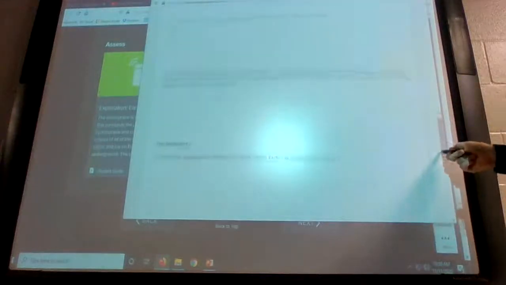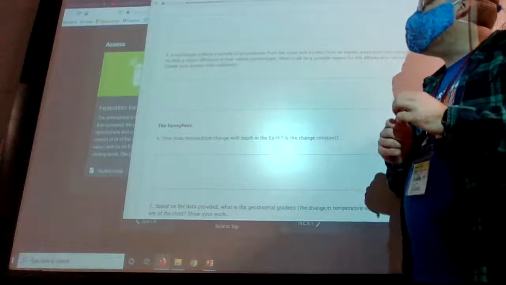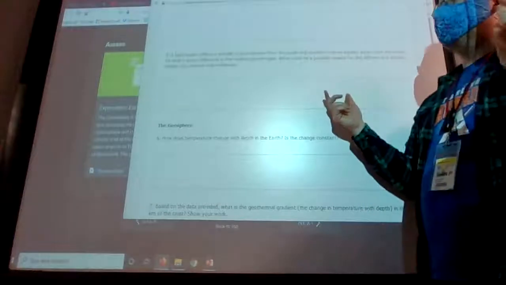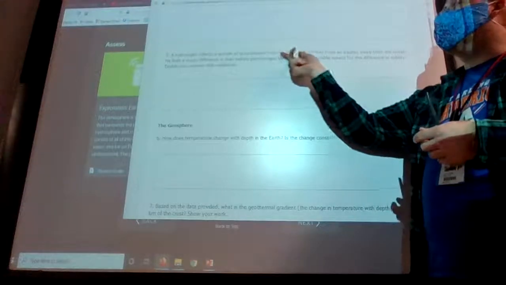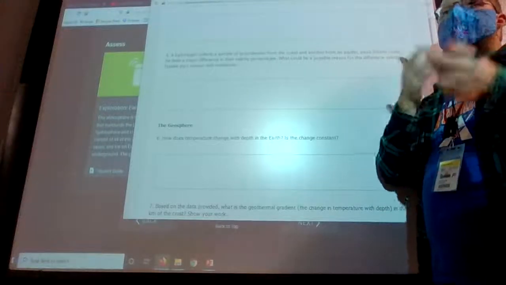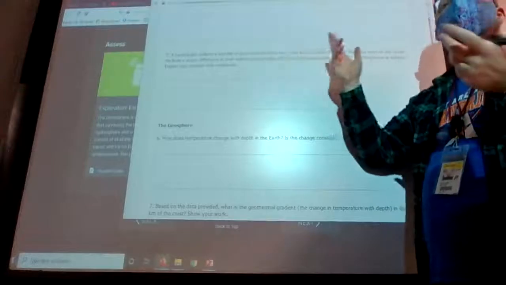Number 5, a hydrologist collects a sample of groundwater from the coast and another from an aquifer away from the coast. He finds a major difference in their salinity percentages. What could be a possible reason for this difference in salinity? Explain your answers. Well, first off, they should have told us what the salinity was. But which one would you guess has the most salt in it? Groundwater near the coast or groundwater from an aquifer away from the coast? Near the coast.